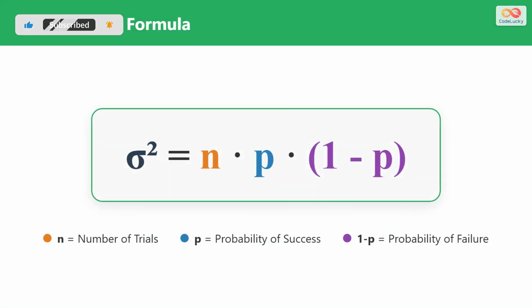Here is the formula for the variance of a binomial distribution. It is denoted by sigma squared. The formula is simply n times p times 1 minus p. It is elegant because it combines the three key elements of our experiment: the number of trials, the probability of success, and the probability of failure.